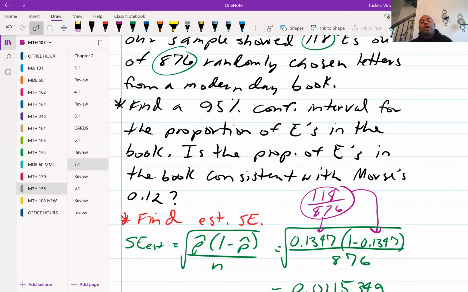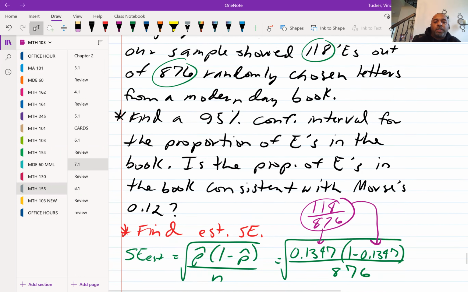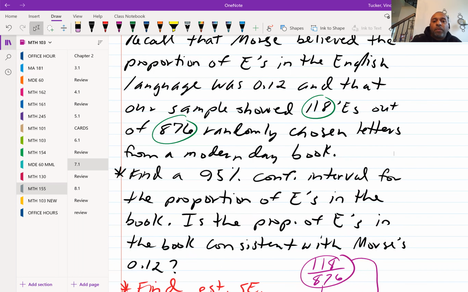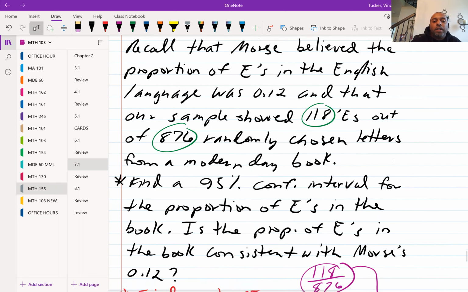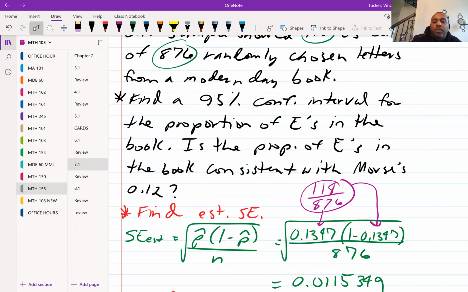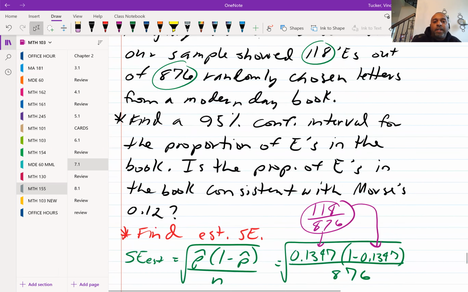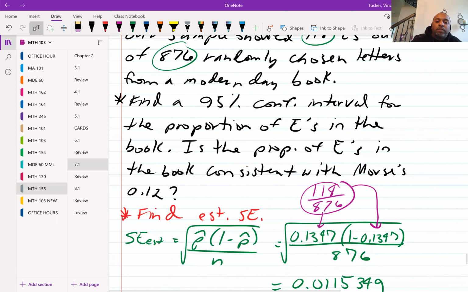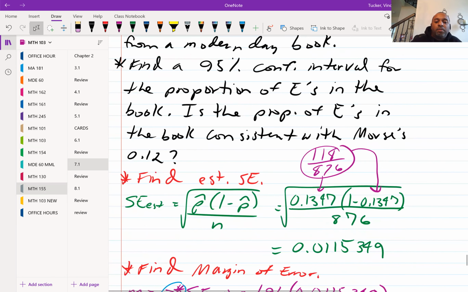All right, so our estimated standard error is the square root of p hat times 1 minus p hat over n. So p is going to be 0.12, the proportion of e's in the English language. But p hat comes from our sample. So our sample is 118 out of 876 e's. So that's where we will get p hat from, plug it in. As a matter of fact, 0.12 will be what we're assuming the population will be, but it's not actually p, so I take that back, sorry about that.